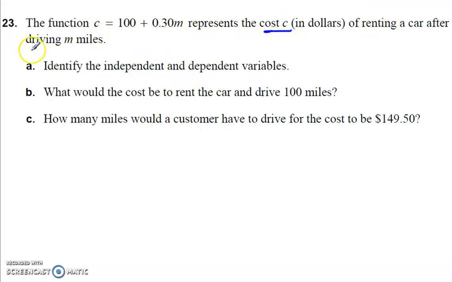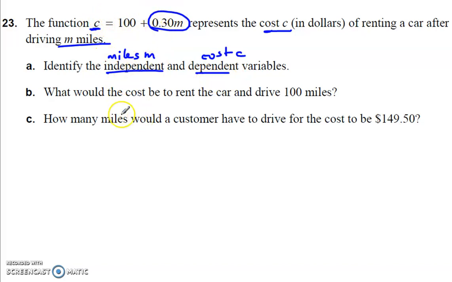All right, we have this function. C is the cost and M is the miles. Identify independent and dependent. Now, independent are the x values. In this case, the x value is the M, so that is the miles. The independent values represent miles M. Dependent is the cost C, because that is the y in this case. Y equals mx plus b.